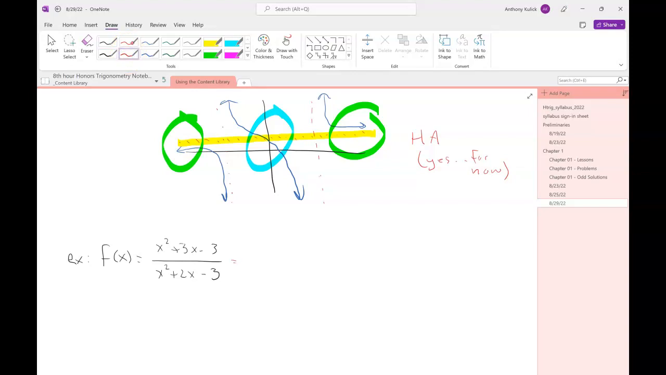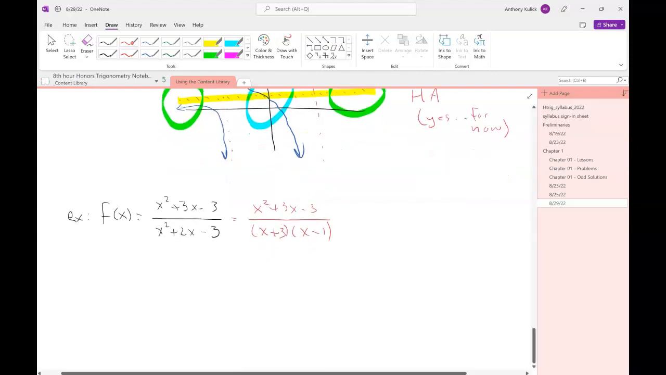Well, if I look at the numerator, I notice that that doesn't factor because there aren't two numbers that multiply to give me -3 and add to give me +3. But the denominator does factor. 3 and negative 1 multiply to give me negative 3 and add to give me positive 2. Everybody okay with that? So I noticed that I should have vertical asymptotes at negative 3 and at positive 1, right?